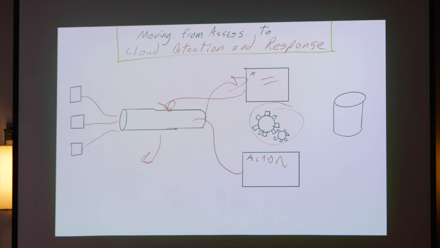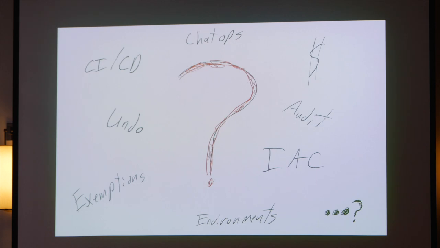So look, I had 30 minutes. This is like days' worth of talking about this stuff. I am out of time today. Hopefully I gave you guys some ideas about how you can scale these things up. And in future, we can talk about things like CI and CD and exemptions and undoing and different environments and all of those kinds of issues that come into place.